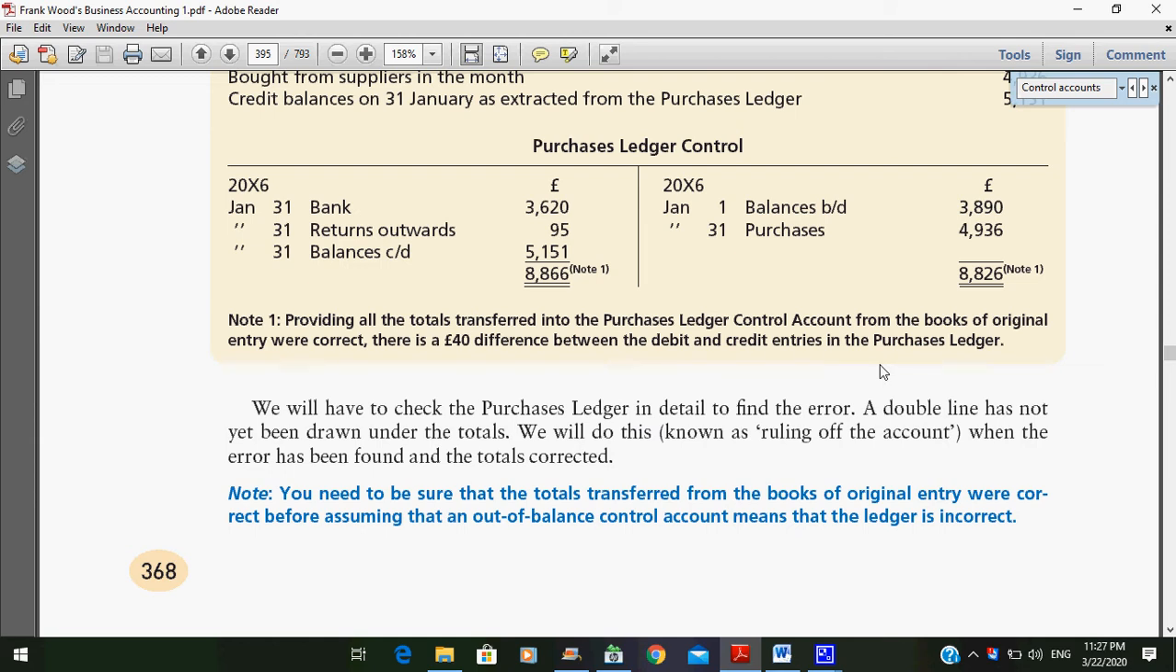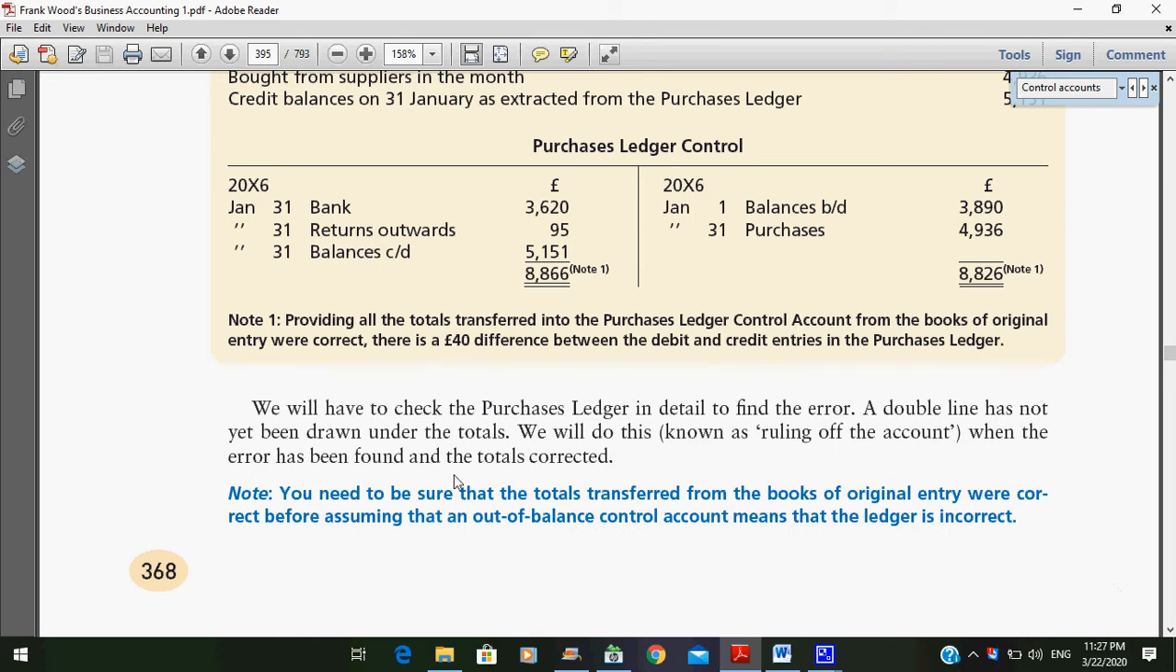If you see an unbalanced purchases ledger control account, all you simply do is write a note and explain the note. Providing all the totals transferred into the purchase ledger control account from the books of original entry were correct, there's a $40 difference between the debit and the credit entries in the purchases ledger. That's all. Nothing else. Alright?